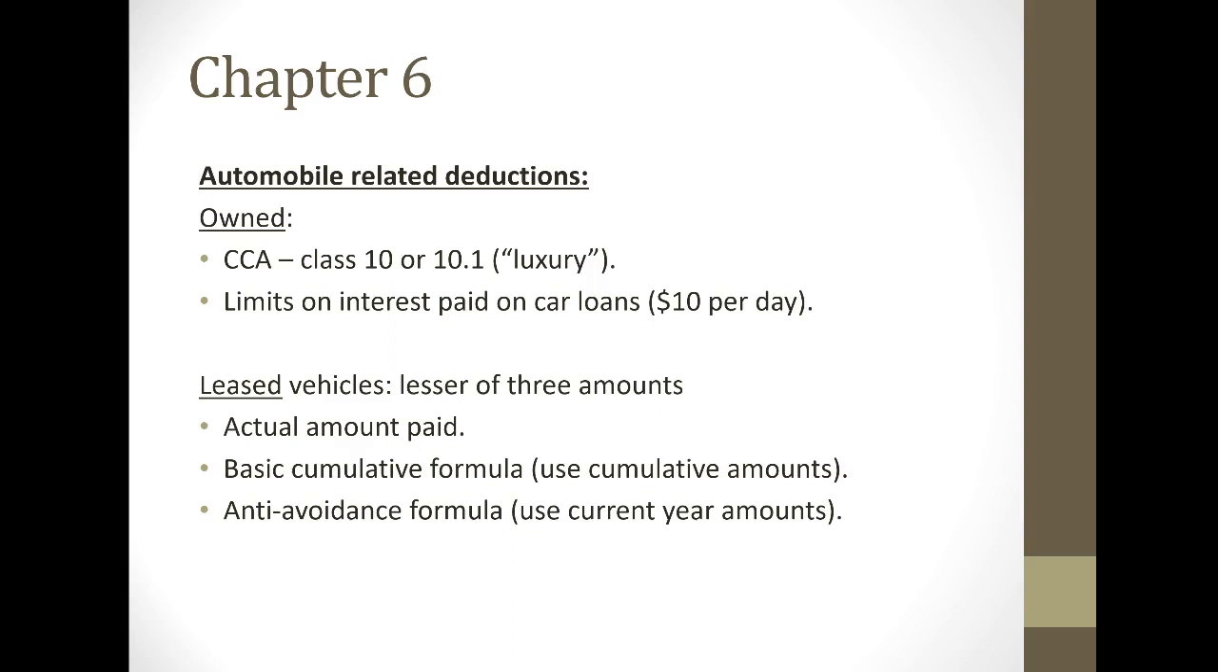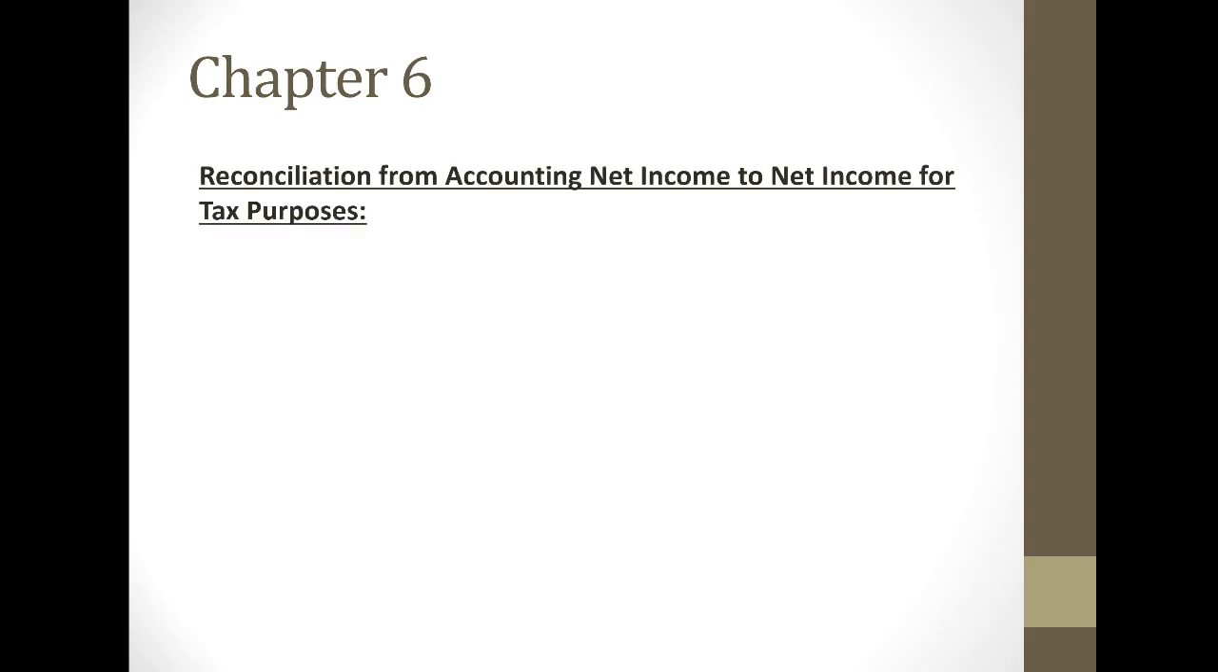The reason that these rules were put in was, one, to discourage businesses from leasing cars that have a high monthly lease payment, thus the basic cumulative formula amount, and then also to discourage businesses from leasing very expensive cars, hence the anti-avoidance formula. And so once again, this calculation must be done every year to determine the maximum deduction that a business could take from leased vehicles.